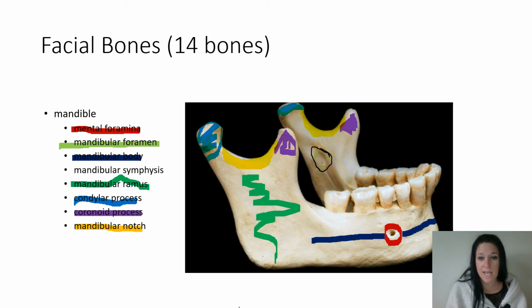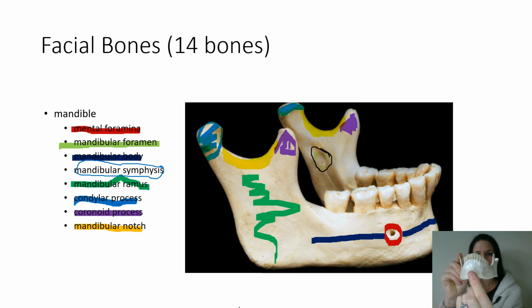And then lastly is our mandibular symphysis. The mandibular symphysis is the center portion of the mandible. So, up front and center. It would be right here on our mandible. There we go, there's sort of like an indent even right there. That's the mandibular symphysis. We can circle that here as well. Okay, so that wraps up the mandible.